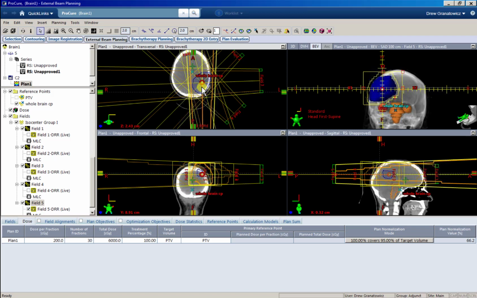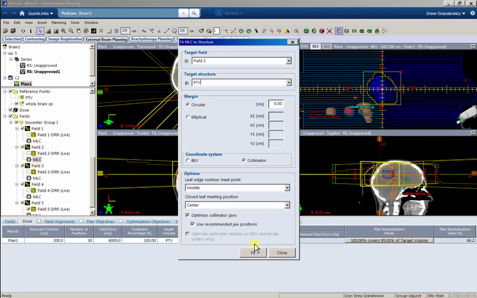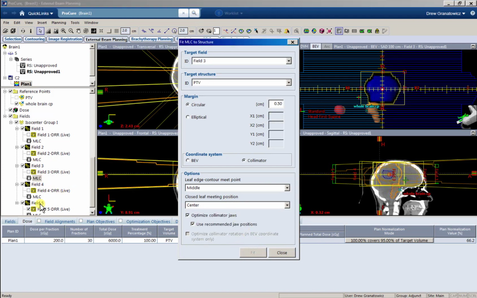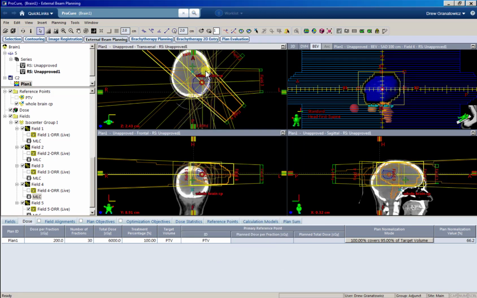Or, of course, if you have certain OARs that you're looking at, you're going to pick your angles in order to best avoid those OARs, right? So let me readjust my blocks here. Okay, so that's just fine-tuning our coplanar angles.